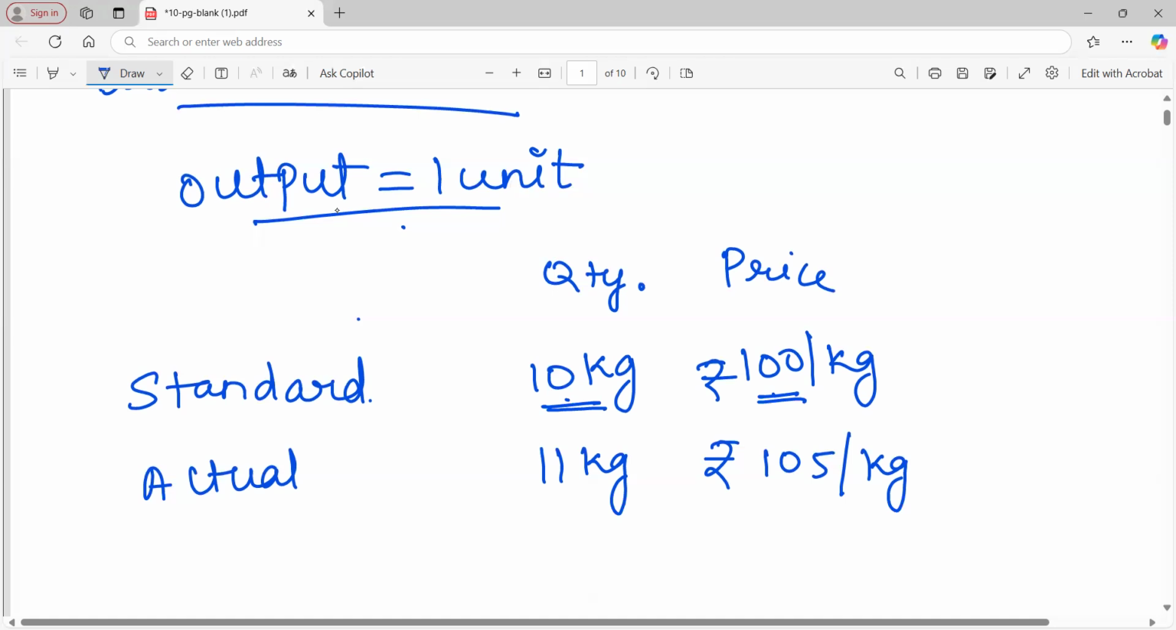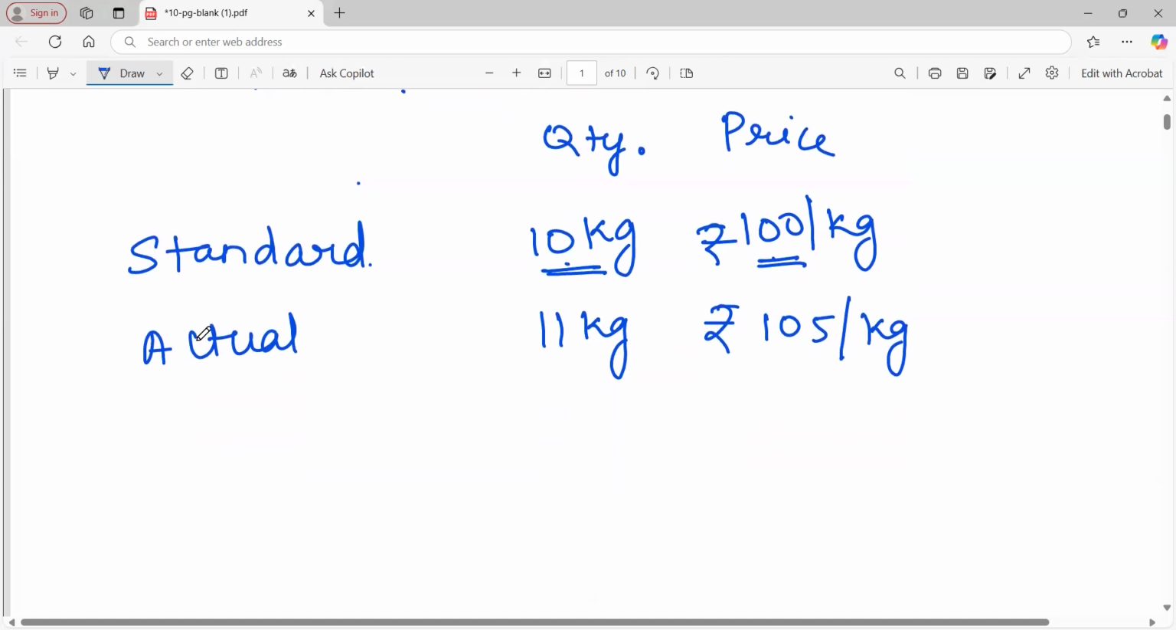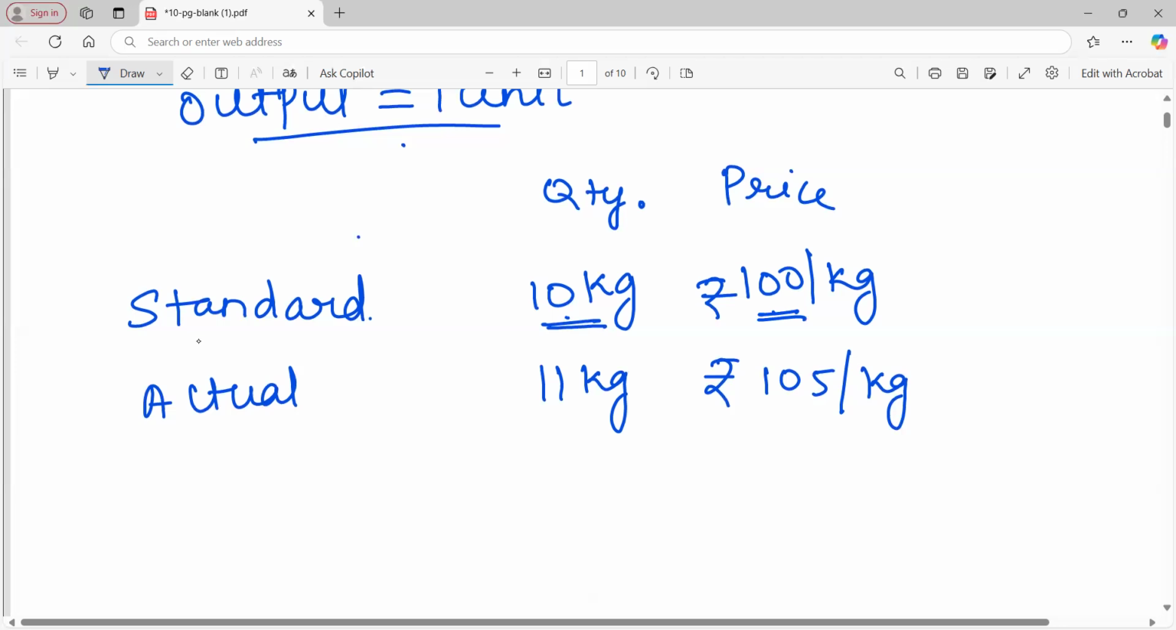But we know that things will not always go as per plan. So the actual figure could be different from the standard figure. Let's say the company planned to use 10 kg of raw material for producing 1 unit of output, but actually the company used 11 kg of raw material to produce 1 unit of output. The company expected to purchase 1 kg of raw material for 100 rupees, but actually the company paid 105 rupees to purchase 1 kg of raw material.